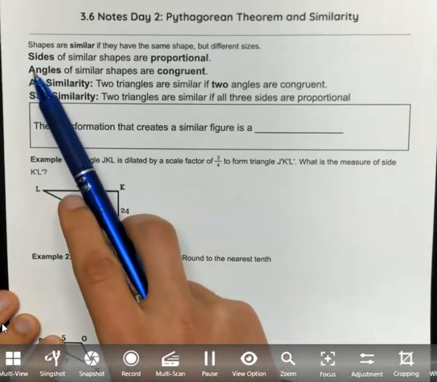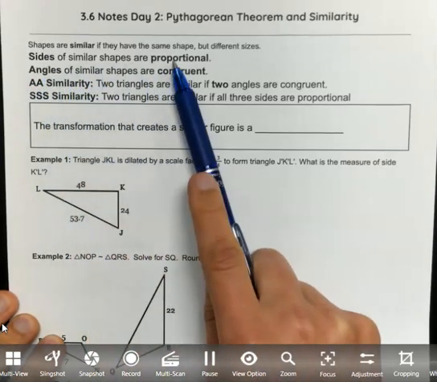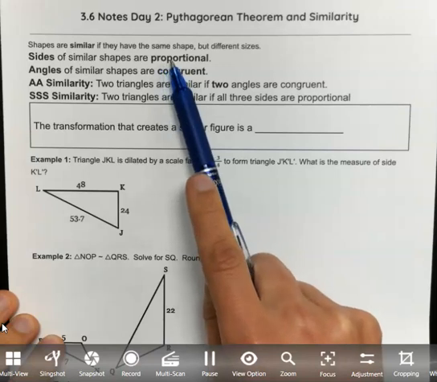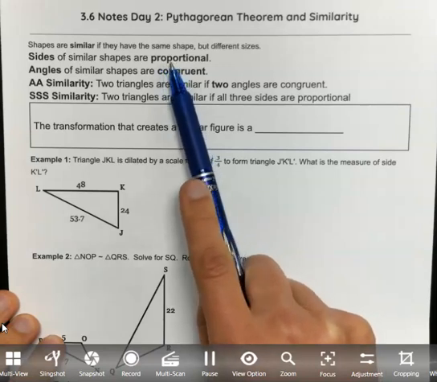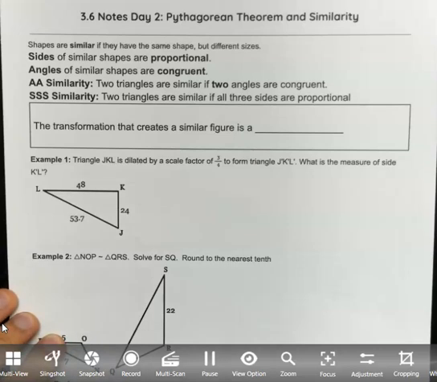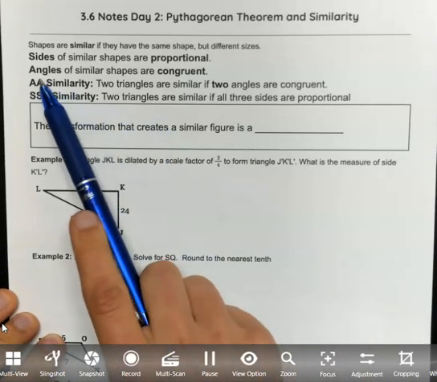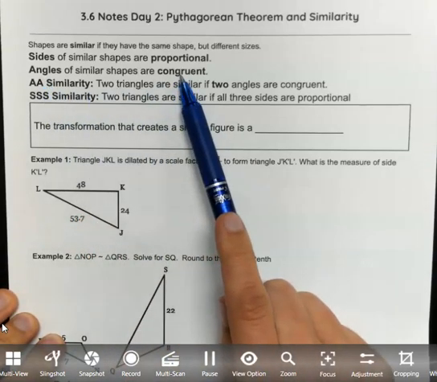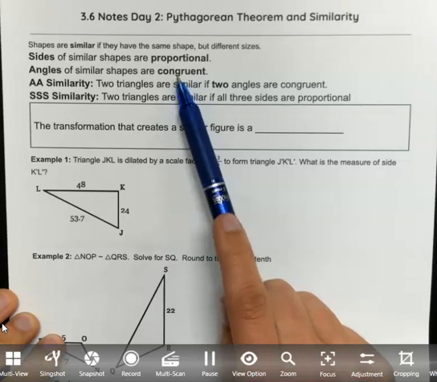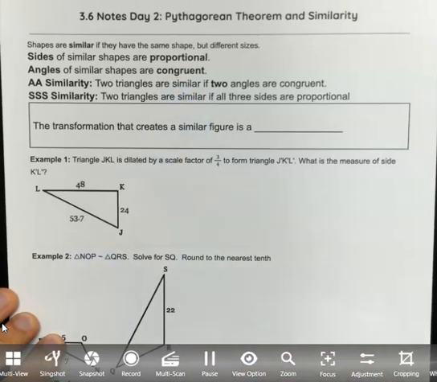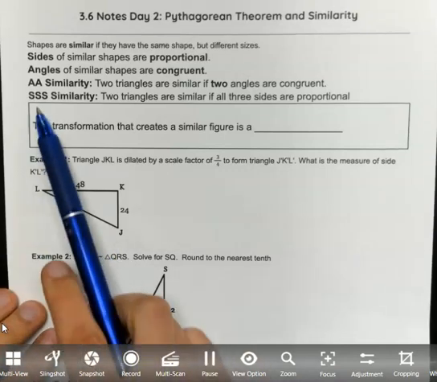So, similarity. When we have two shapes that are similar, that means that all the sides are proportional, which means all sides are being multiplied by the same number. All the angles in similar shapes are congruent, which means all the angles from one shape compared to the other shape have the same angles.